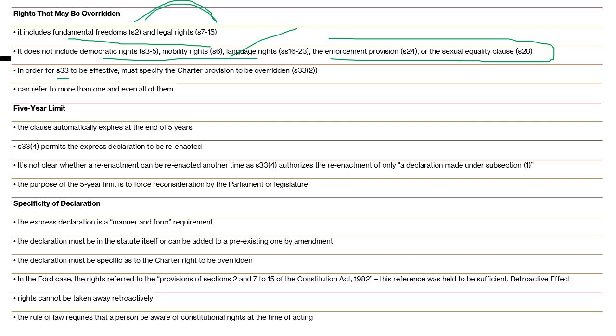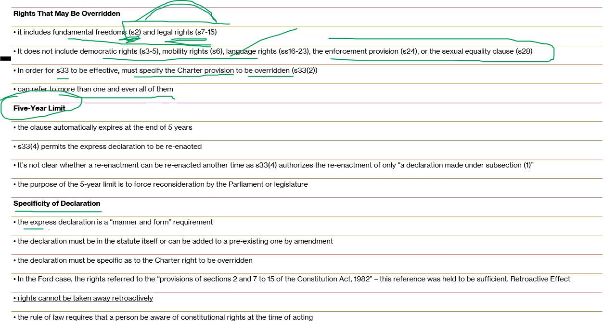In order for section 33 to be effective, it must specify the Charter provision to be overridden. It can refer to more than one or even all of them. So any one particular enactment that goes for overriding can include one section or all of them. So there is no limit that at one time you can only override one right. Then section 33 provides a 5-year limit. This we already talked about. Then specificity of declaration. It is clearly mentioned in the very first line that it must be explicit.